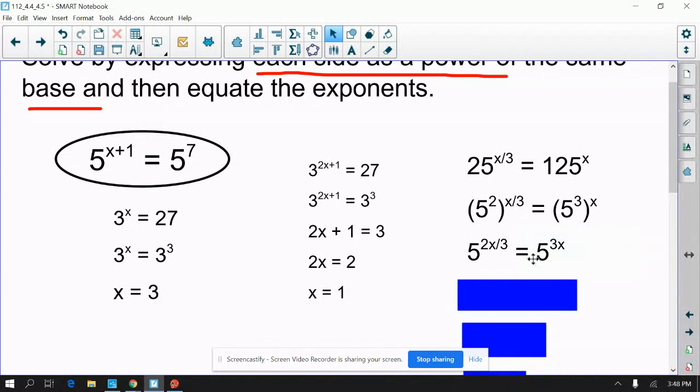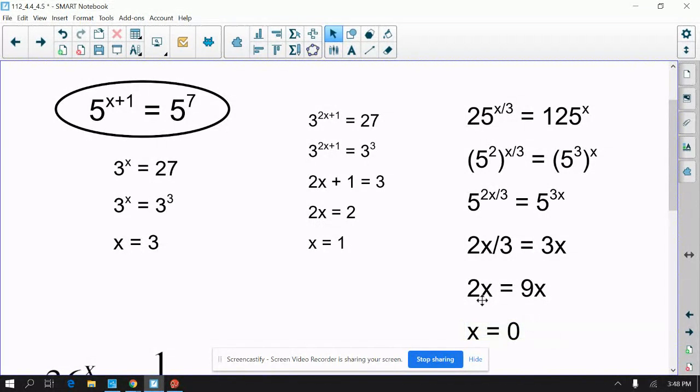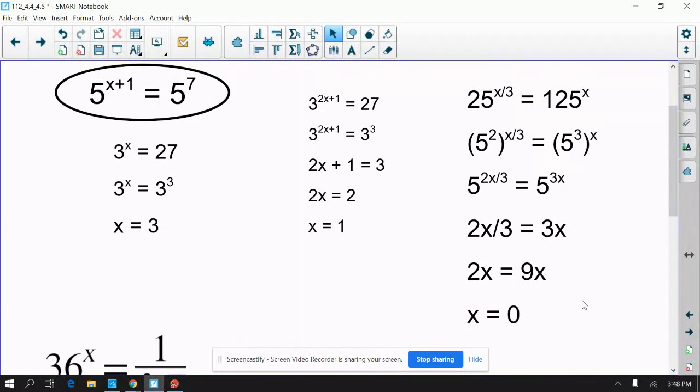And now I've got two powers that are the same, two bases that are the same. So their exponents have to be the same. And I solve. Multiply both sides by 3. And I shouldn't really have to continue. What's the only number in the world that if you take 2 of it, it'll equal 9 of it? The only number is 0. 2 zeros is the same as 9 zeros. And so the solution is 0.